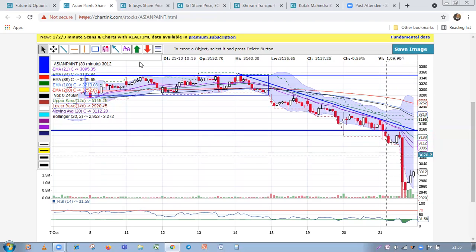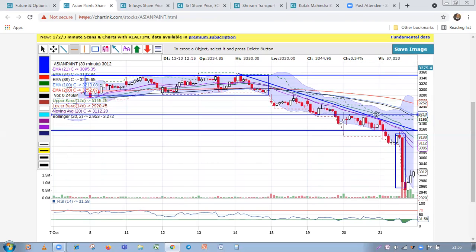You can see the big candle here. Such moves are very rare, but it has actually happened. And I'm telling you, friends, that until this stock gives a breakout on the upper side above the trend line and sustains above this level, the downtrend may continue. Which range am I talking about? Somewhere above 3200.